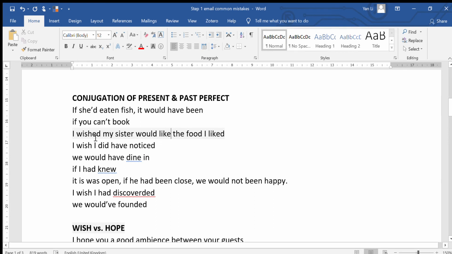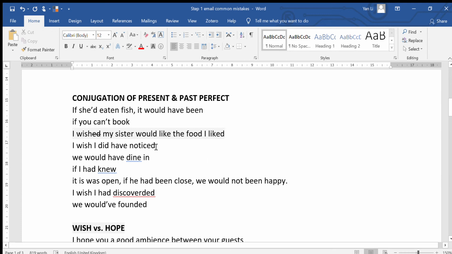So now let's look over here. I wished my sister would like the food I liked. So now you don't wish for it anymore? I'm not 100% sure about this. I mean, maybe the author thought, yeah, now I don't wish for it anymore. Now I'm fine with my sister not liking the food that I like, but I think that's probably a mistake.